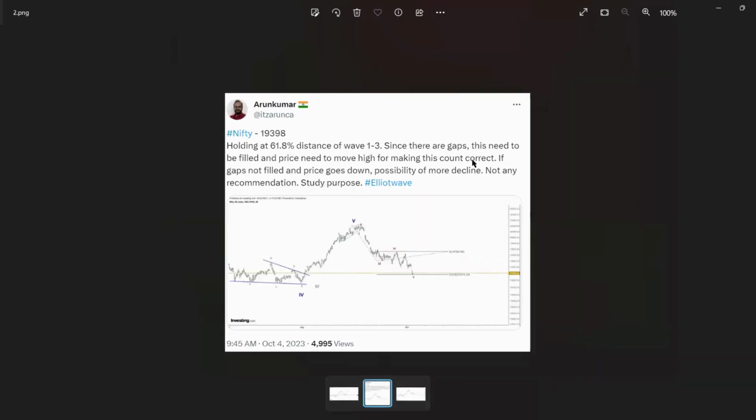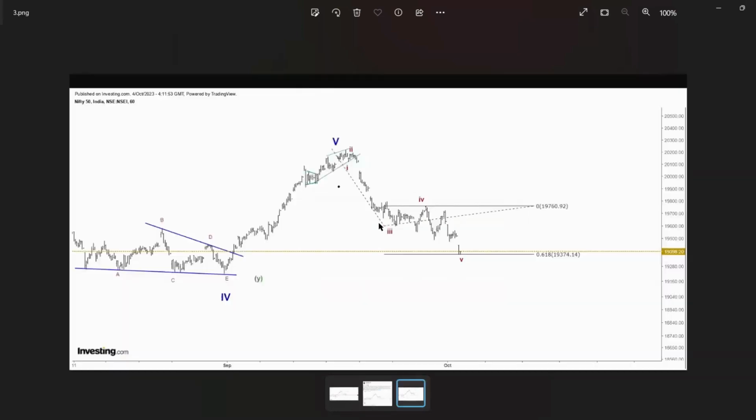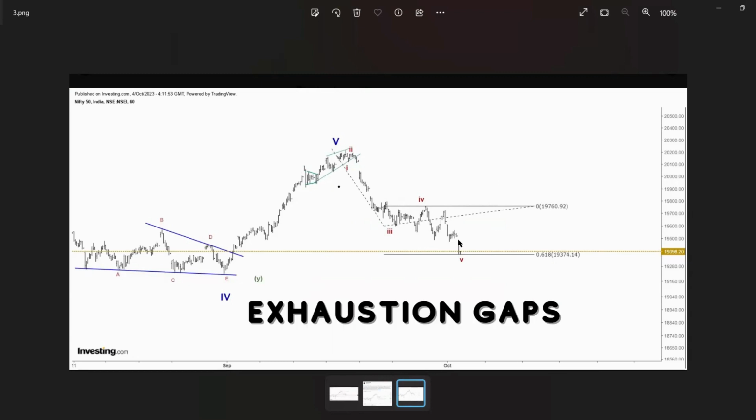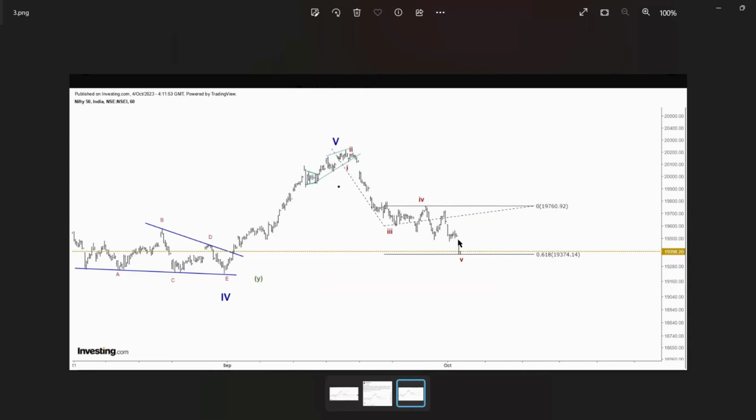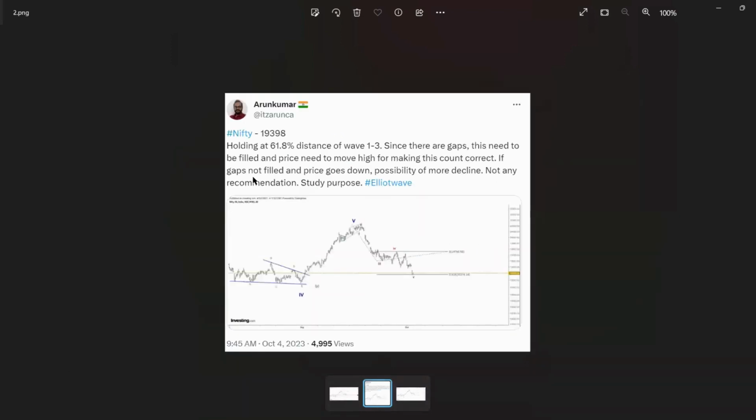But here I mentioned this needs to be filled and price to move high. Why did I say this? Because if it is wave 5, the gap should be filled. These gaps are called exhaustion gaps. You have fearful selling on the downside and greedy buying at the top. These gaps are mostly filled soon and the price will move high. That's why I said the gaps should be filled and price needs to move high to make this count correct.